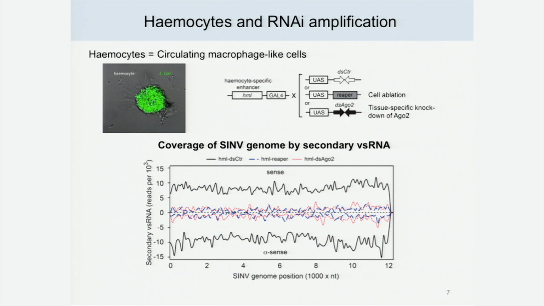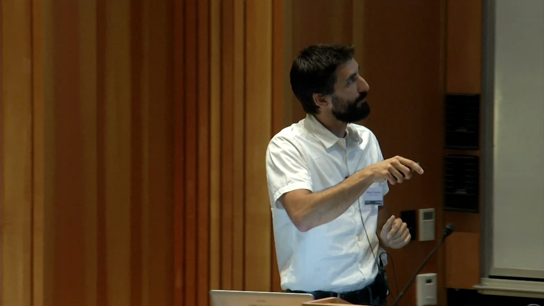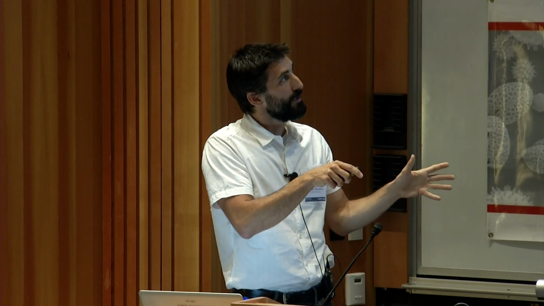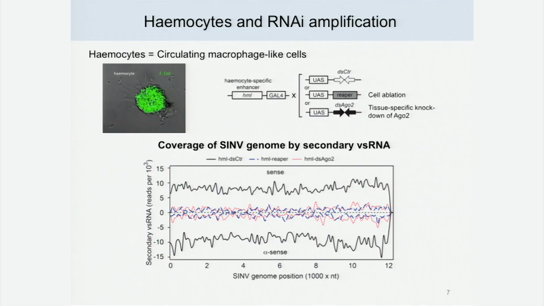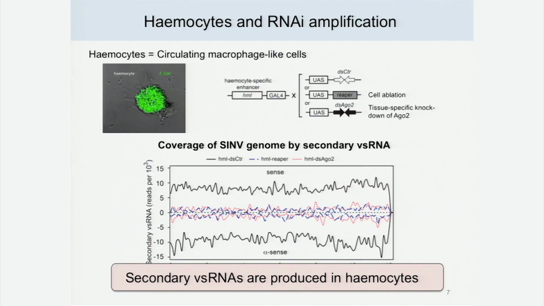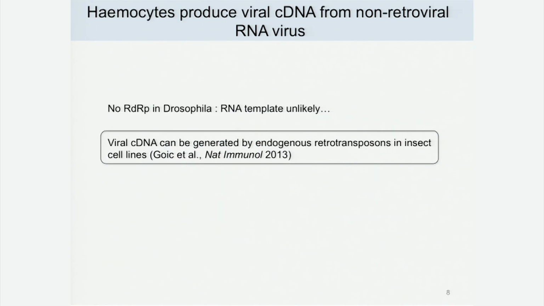And what we found is shown here. In the control, when you map all the triphosphate vsiRNAs to the viral genome, here the coordinates, you can see that you have nice coverage in the wild type in black. But if you kill all the hemocytes, or specifically knock down AGO2 in the hemocytes, you completely lose the production at the organismal level of these secondary siRNAs, just by targeting the hemocytes. So these siRNAs are made in the hemocytes. But again, there's no RdRP in Drosophila, so how could it be possible to make new siRNAs?